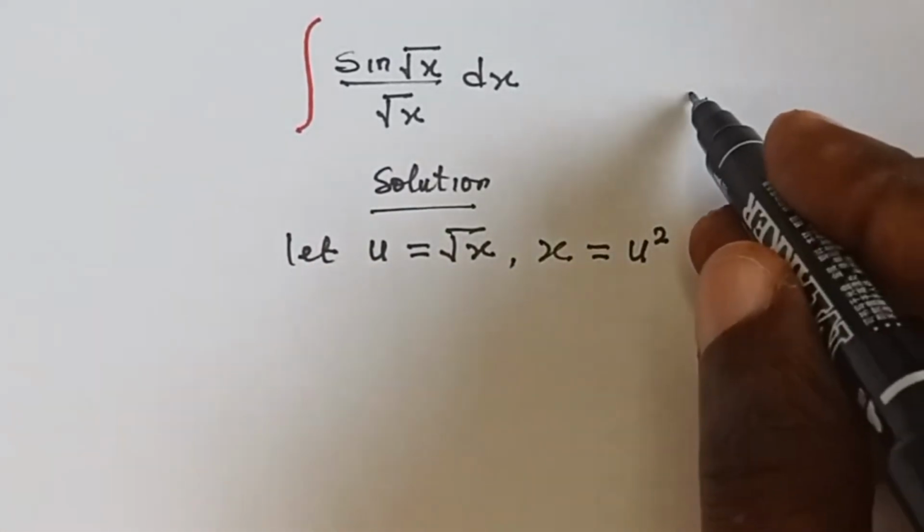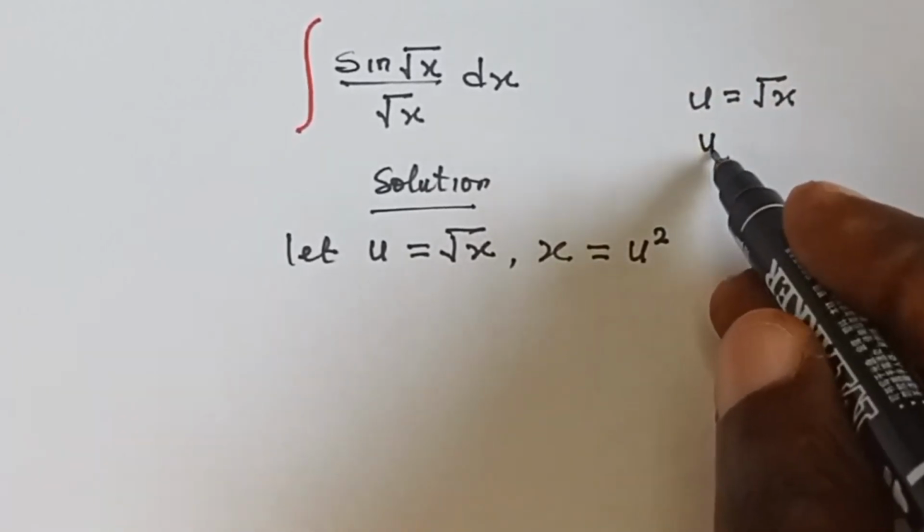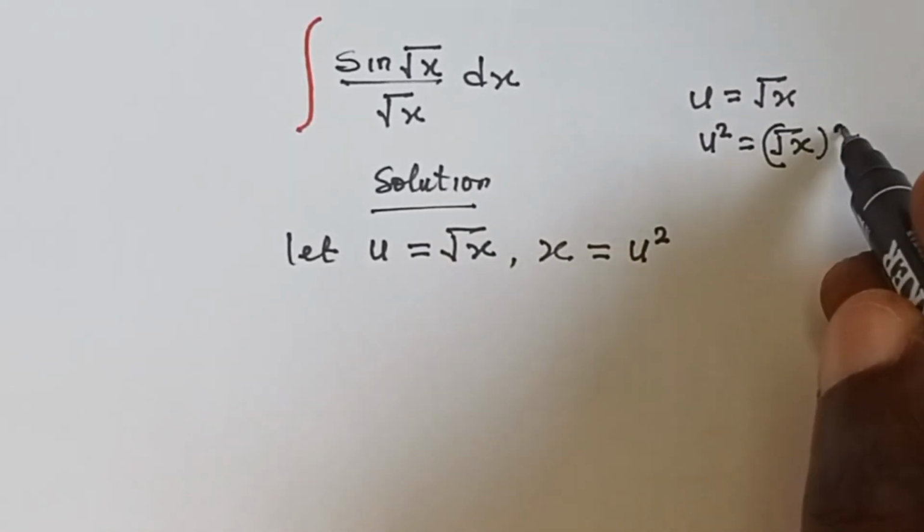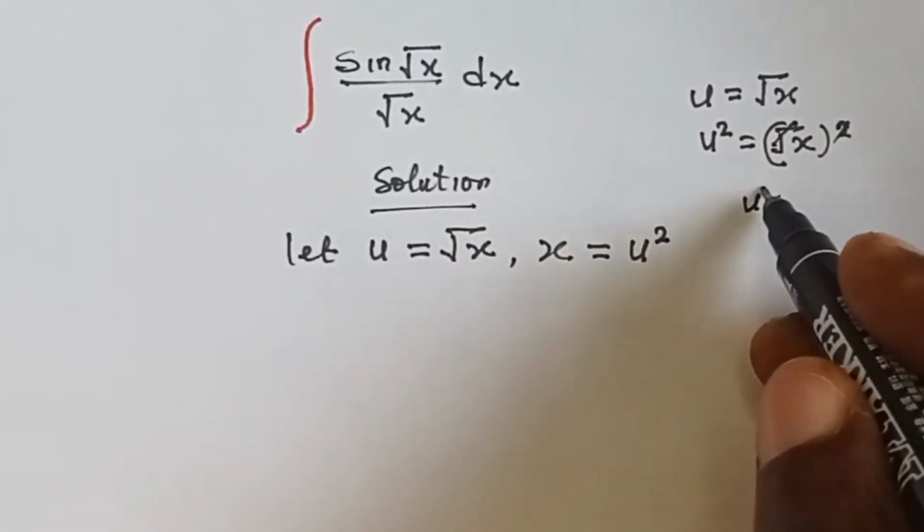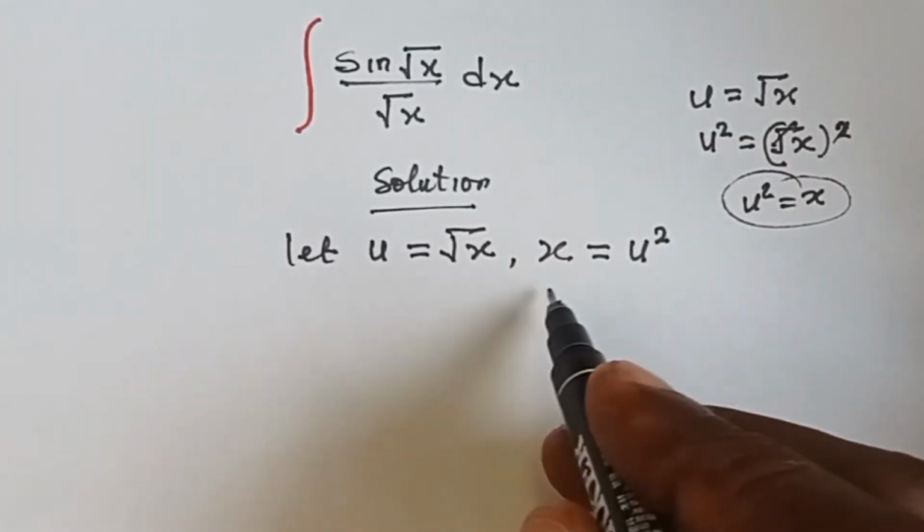Okay, so how do I get it? From u equals root x, we square both sides. If you square both sides, the square and the square root cancel, and then we have u squared equals x. And that is where I got this from.